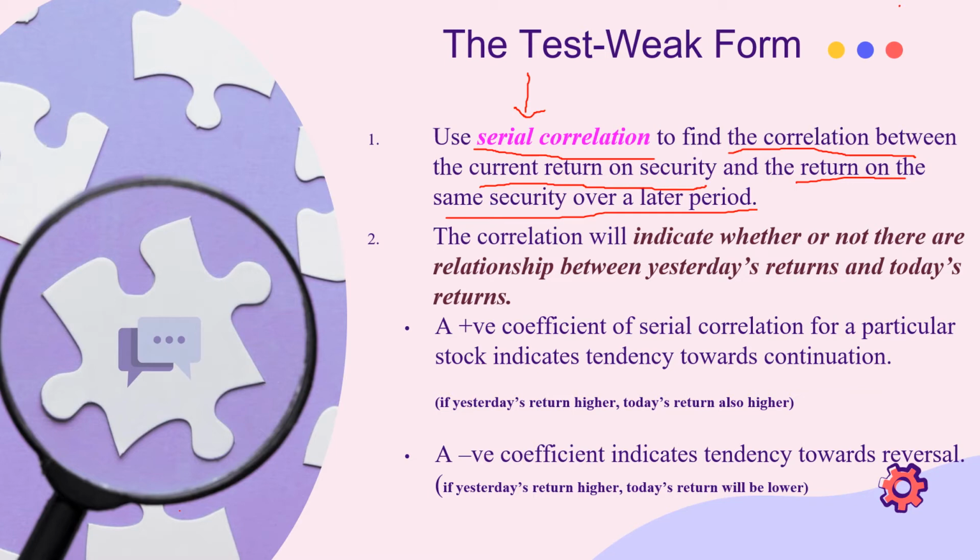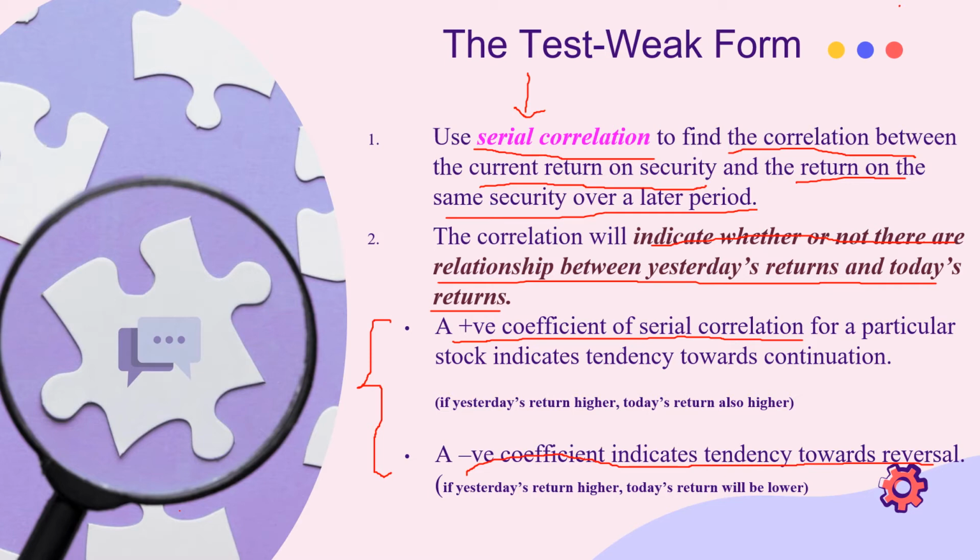So the correlation will indicate whether or not there is a relationship between yesterday's return and today's return. So daripada test ni untuk kita tahu ada tak relationship antara yesterday return and today return. So they have come up with the result, which is that a positive coefficient of serial correlation and a negative coefficient indicate a tendency toward reversal.